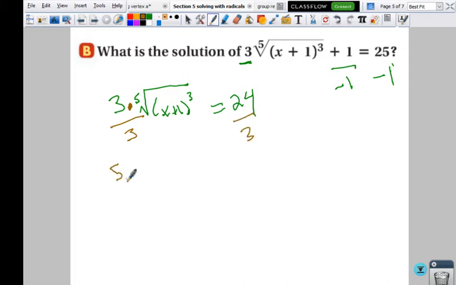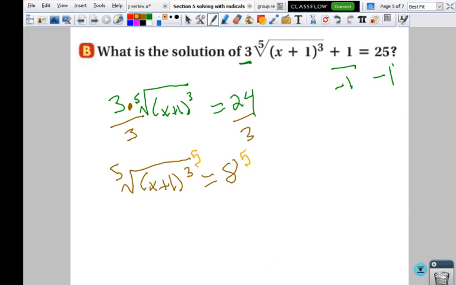And we're going to get the 5th root of (x plus 1) to the third equals, this time we're going to get 8. Alright. What am I going to do next? You're going to put the 5 right there. Right here? Yeah. That would be a power of 5. Okay, yeah, you're going to do the power of 5.